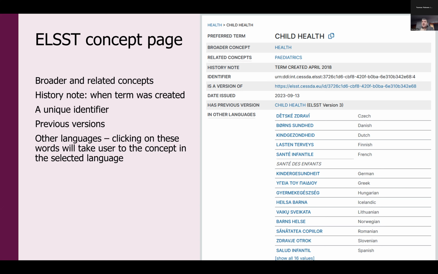Because we work in a DDI XML environment as well, we also include URNs. Which is non-standard, but we include URNs for ELST concepts as well, so that they can be referenced in DDI, which is predominantly an XML specification.